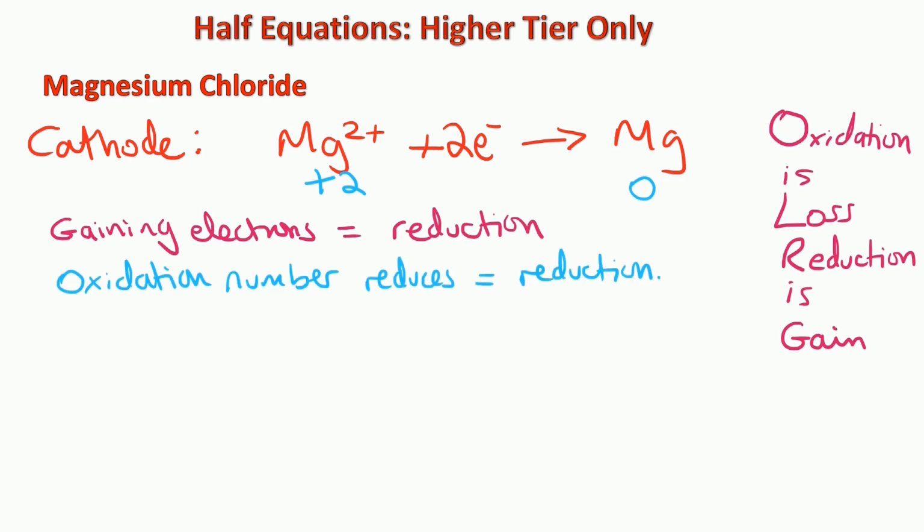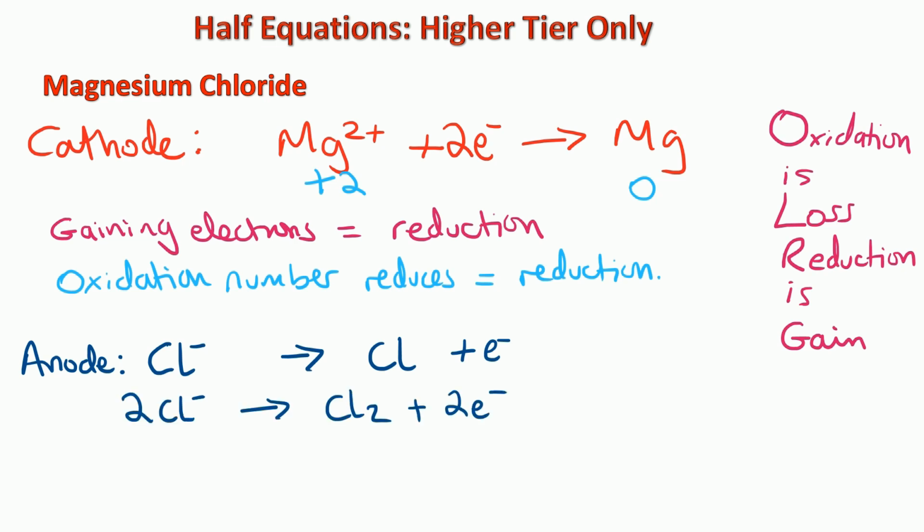On the anode side, we've got chloride ions changing into chlorine atoms. This time we need to put the electron on the right hand side. So we've got one negative charge on the left and one negative charge on the right. We must remember that chlorine goes round in pairs. It forms diatomic molecules because it's a halogen. So we need to double up in this case.